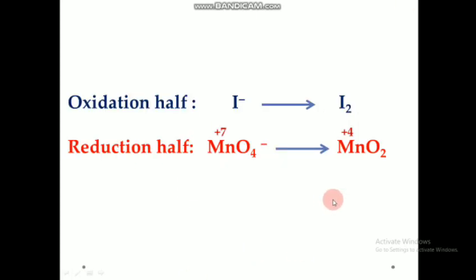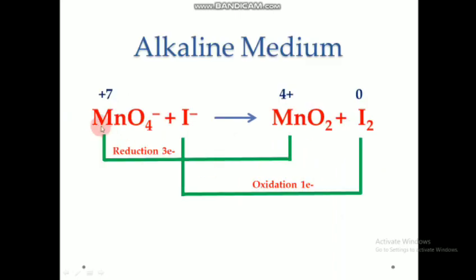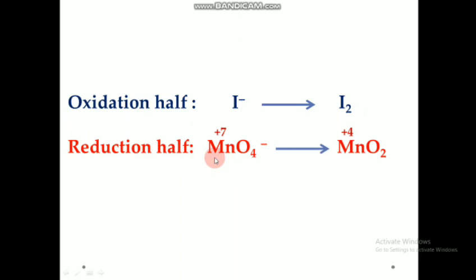The next step is separating them into the oxidation half and the reduction half. In this, I minus to I2 will be the oxidation half and MnO4 minus to MnO2 will be the reduction half. And now what we have to do is balance the number of atoms other than oxygen and hydrogen, the same as we have done for the acid medium. Other than oxygen and hydrogen, we check whether the other atoms are balanced or not.